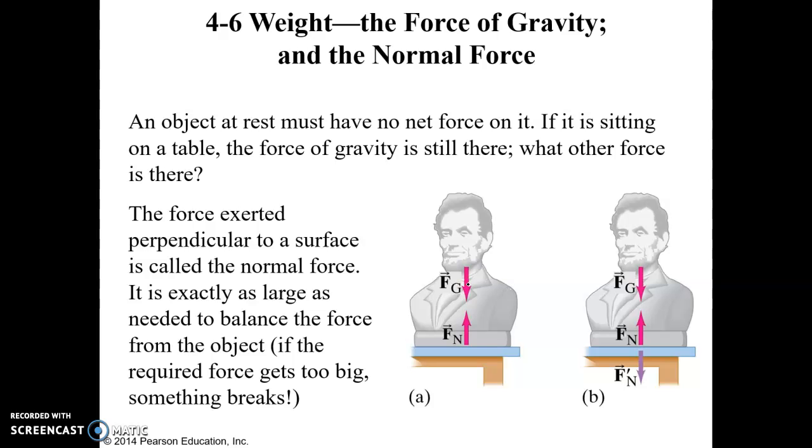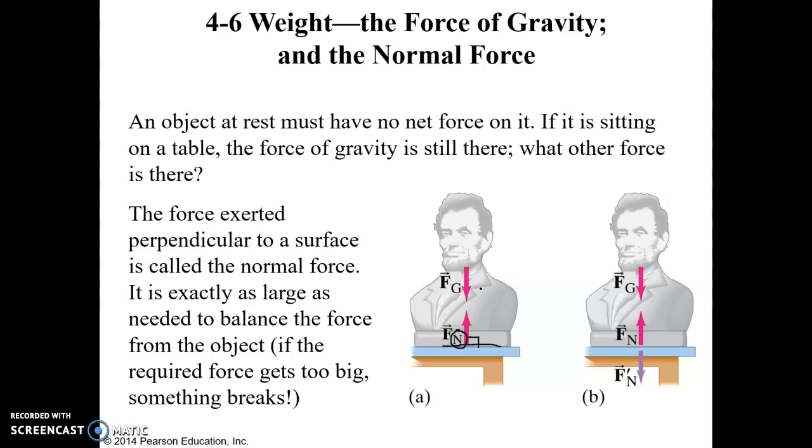So if gravity is the force that pulls things down, the equal and opposite force that pushes back against it is called the normal force. So we've got F sub n for normal. Normal in this case means perpendicular. So it is the force that is perpendicular to this tabletop, to this surface, pushing back against whatever object is sitting on top of it.